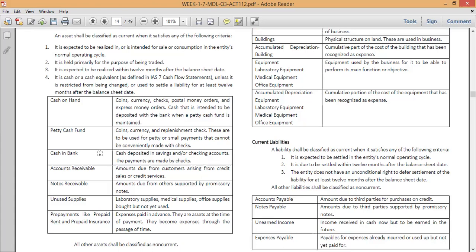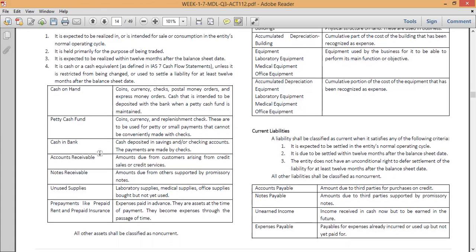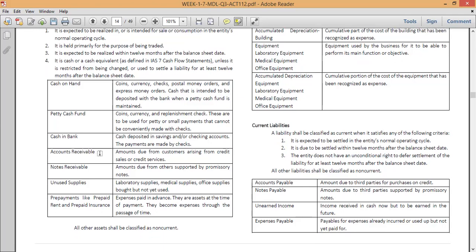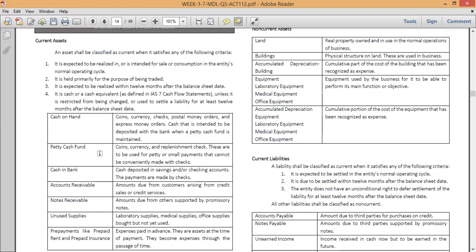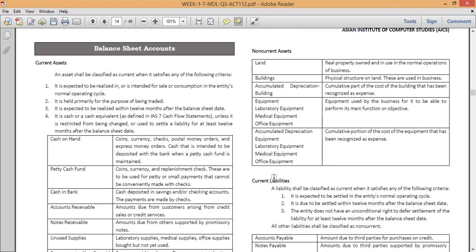current assets. So, all other assets shall be classified as non-current. Ano ba yung kino-consider na non-current assets? So, ito po yung land, buildings, accumulated depreciation building, equipment, laboratory equipment, medical equipment or office equipment, accumulated depreciation, equipment, laboratory equipment, medical equipment, office equipment. So, yan po yung mga non-current assets natin.